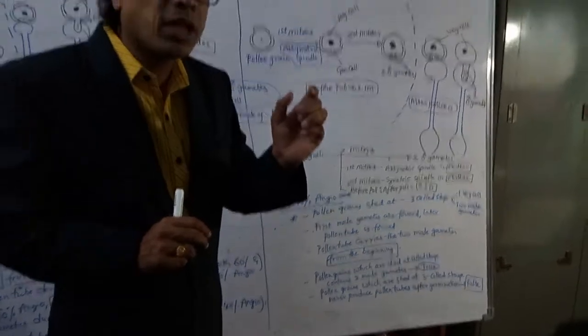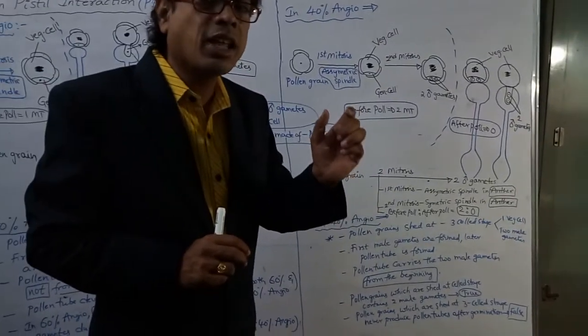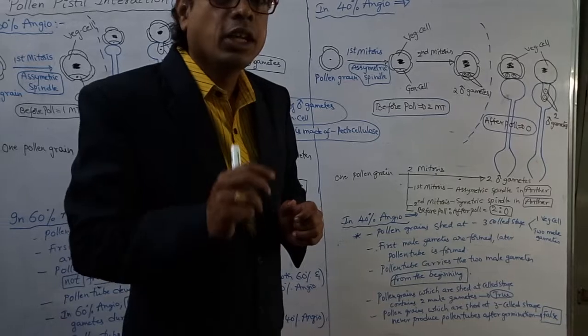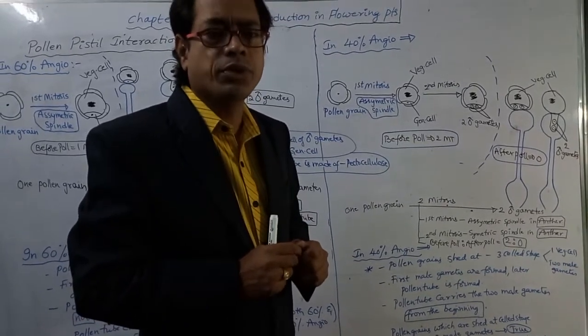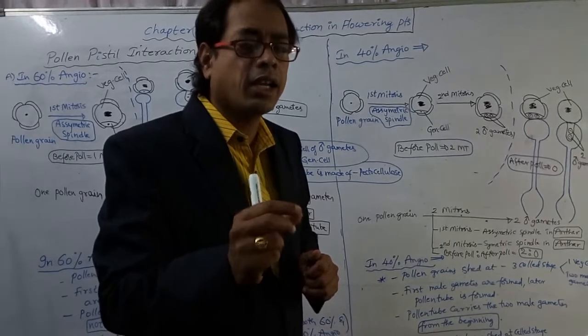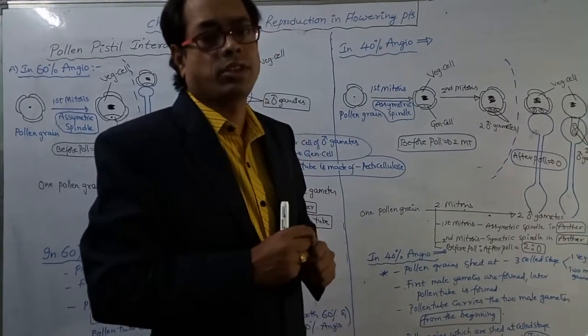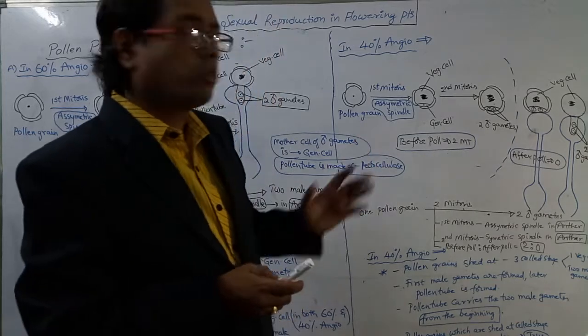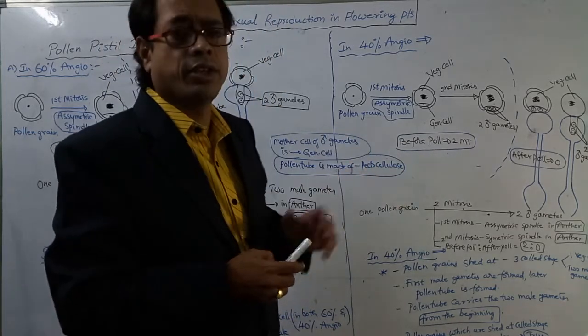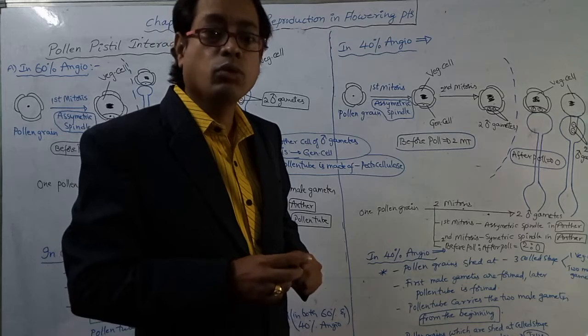In 60% of angiosperms, pollen grains are liberated at 2 cell stage. In 40% of angiosperms, the pollen grains are liberated at 3 cell stage. Those points are very, very important. So please note down all these points and get good marks.